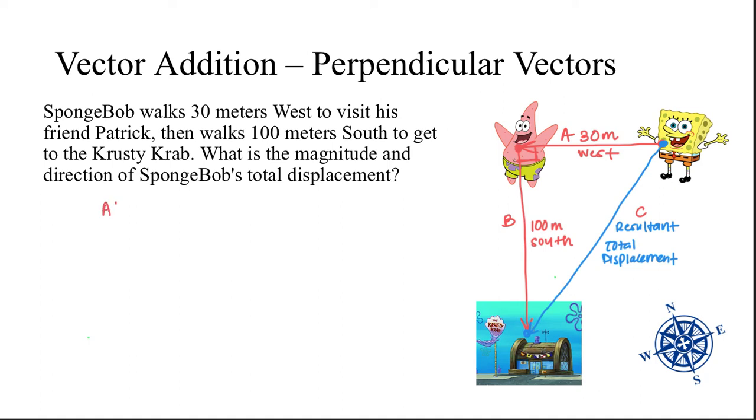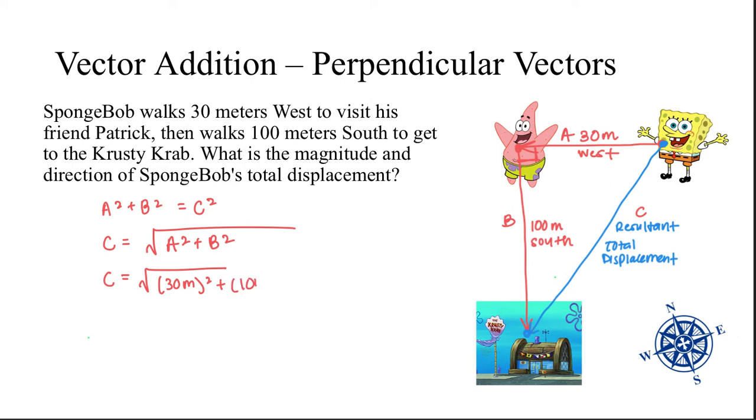So we can say a squared plus b squared would be equal to c squared, right? That's the Pythagorean theorem, which means that c, our resultant vector, would be the square root of a squared plus b squared. And so because I know outright what a and b are, I can go ahead and plug those in. That would be 30 meters squared plus 100 meters squared. And that will give me a resultant vector length of 104.4 meters. So that's the magnitude, but what about the direction?